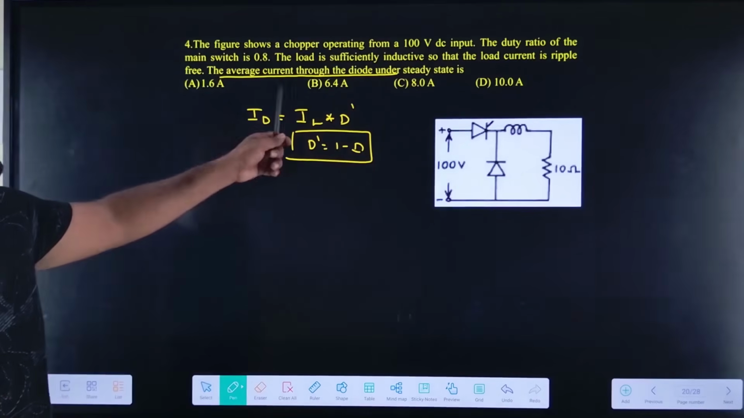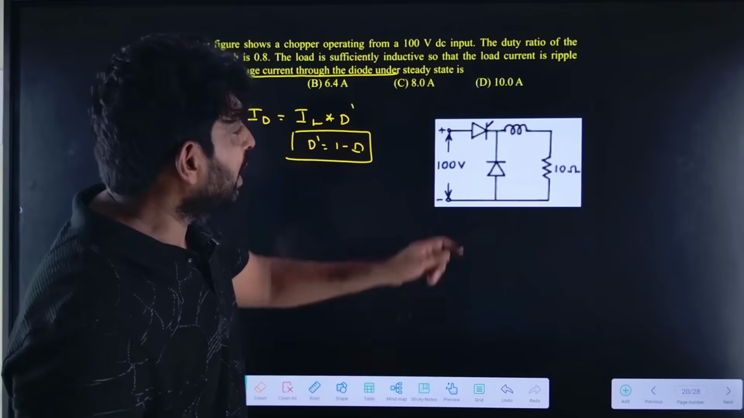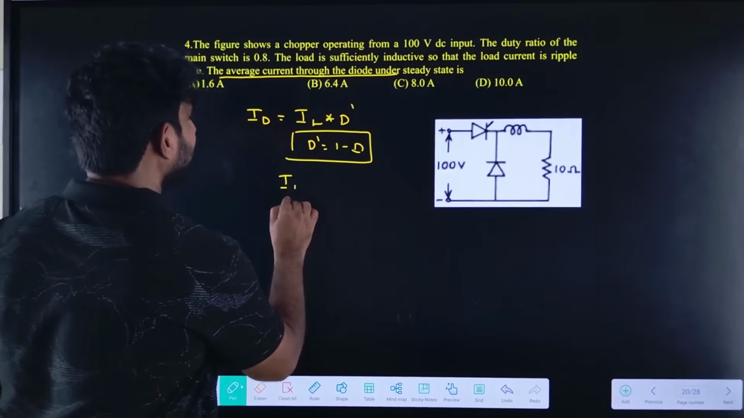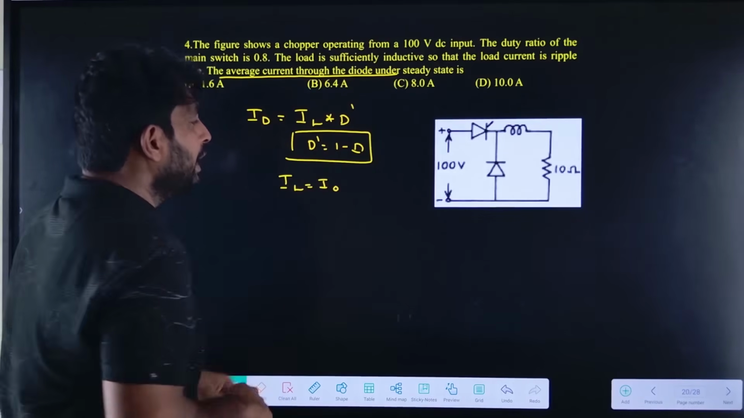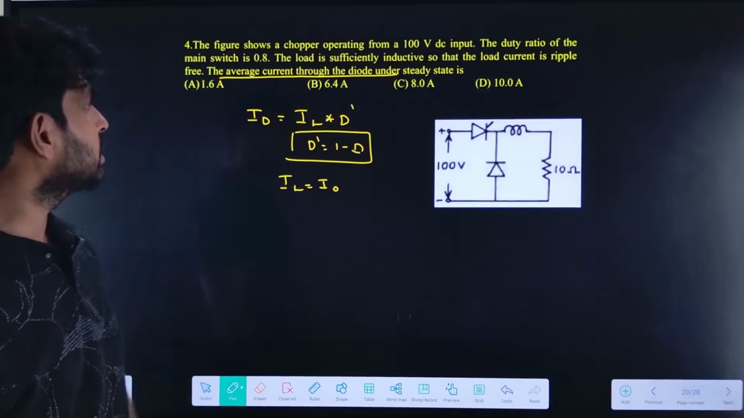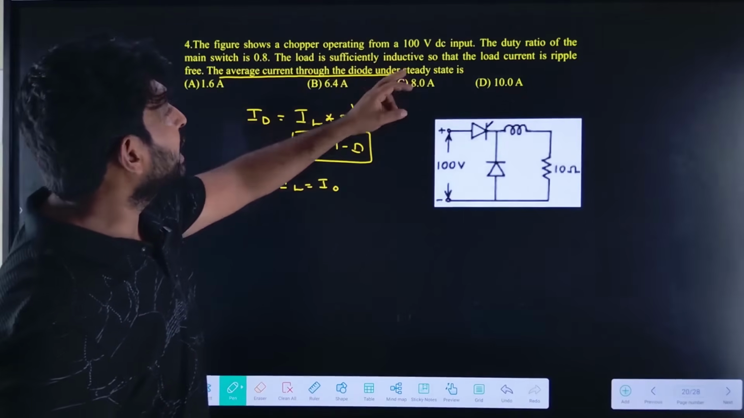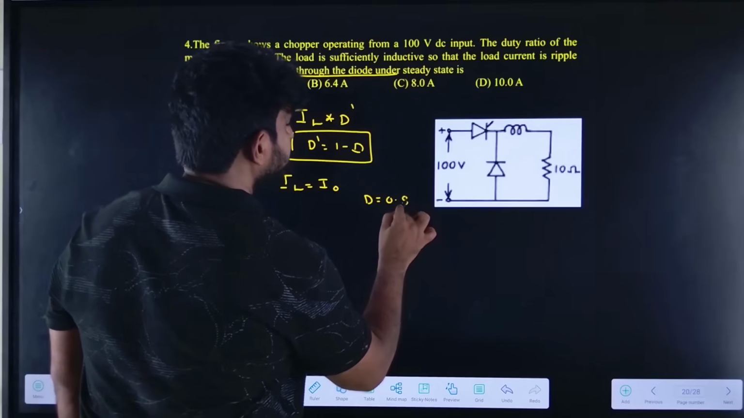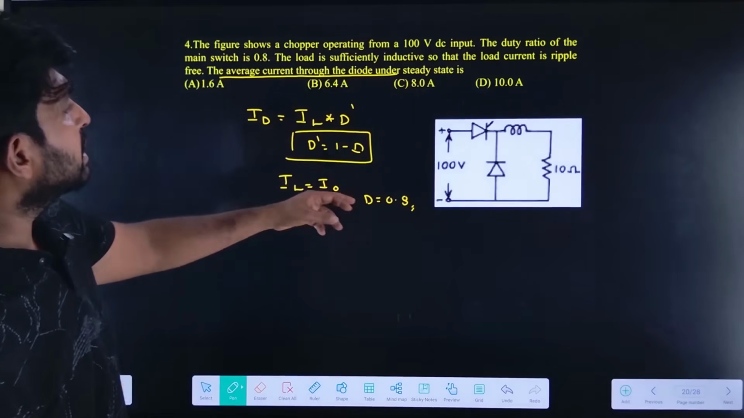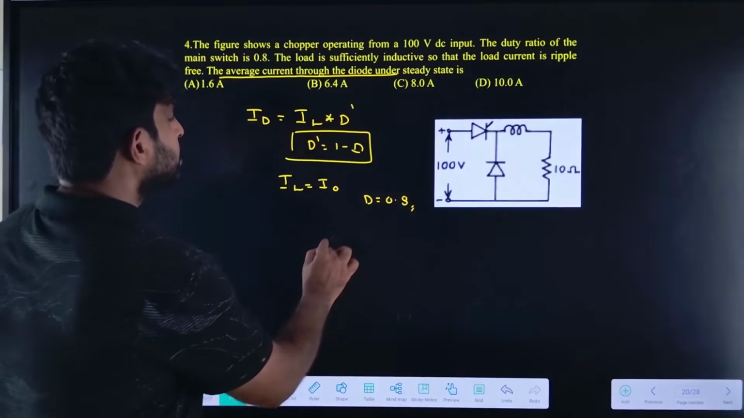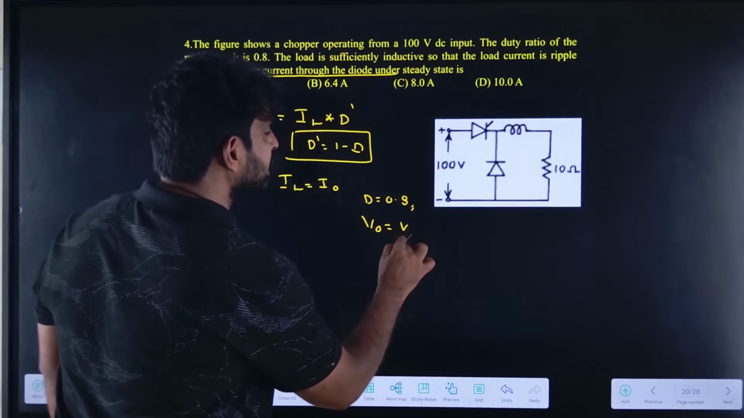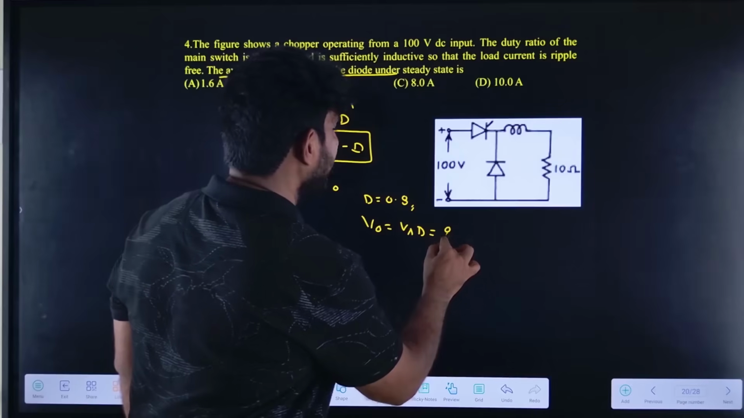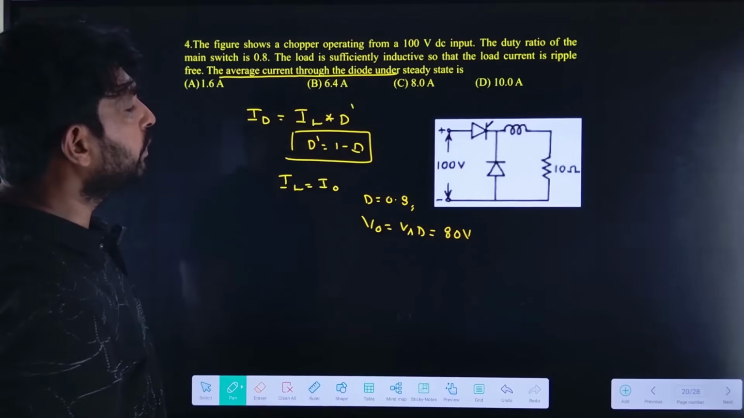Now, in case of buck converter, IL equals I naught, so the average value of IL equals the average value of I naught. If I can find the I naught, it is done. The duty ratio is given as 0.8. What is VS? VS is given as 100 volts. What is V naught? V naught equals VS into duty cycle. There is no calculator required. 0.8 into 100 is 80 volts. So now we got the V naught.